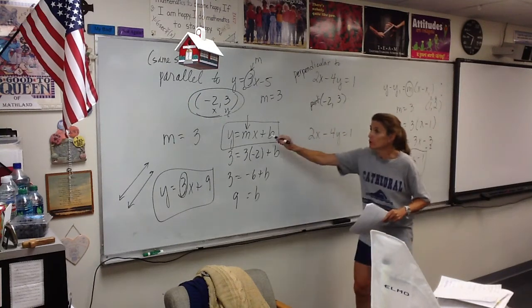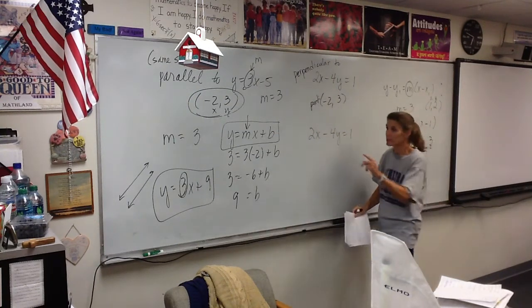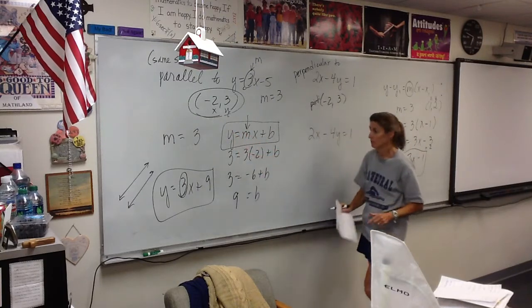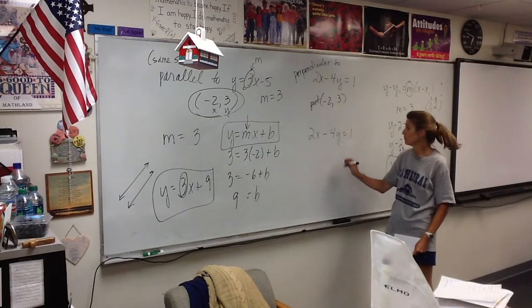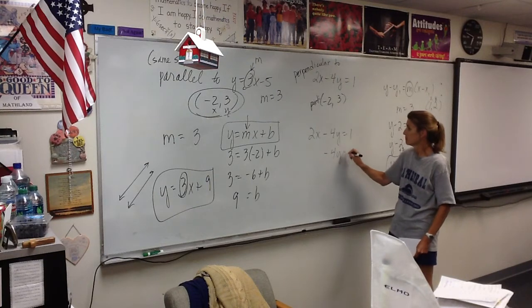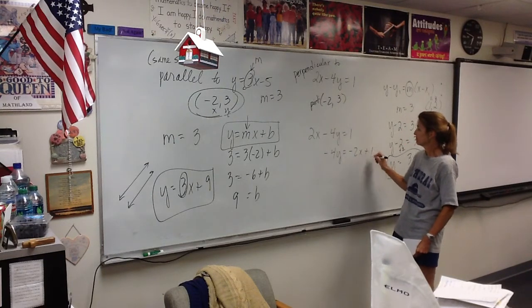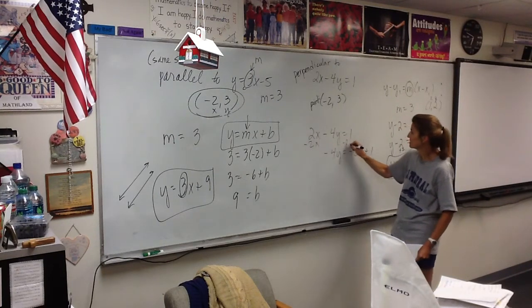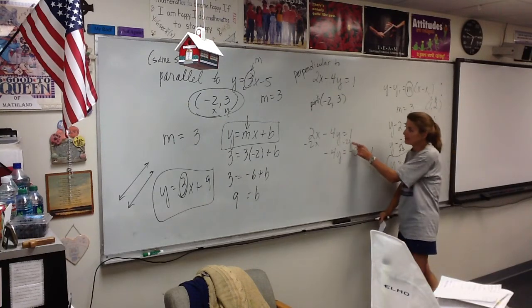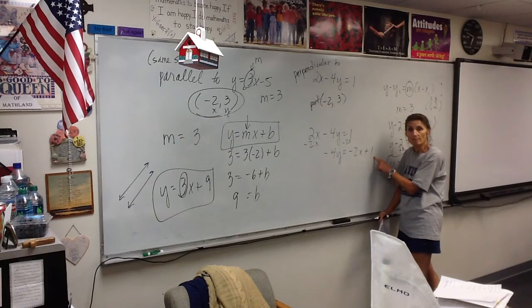So we're going to take this equation and make it look like this. In other words, I want to get y all by itself. The first thing I'm going to do is subtract the 2x, so I'm going to move this 2x to the other side. Now please don't add these together. They're not like terms. So you've got your negative 2x and your 1.